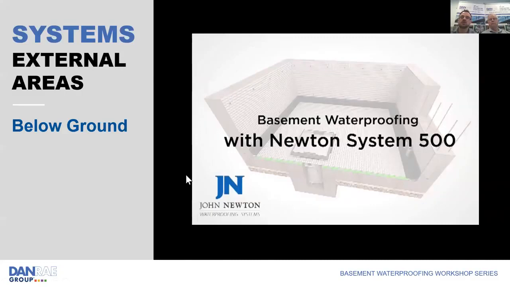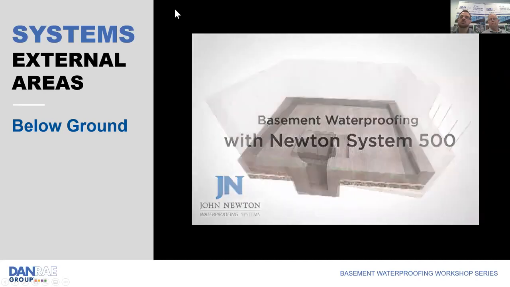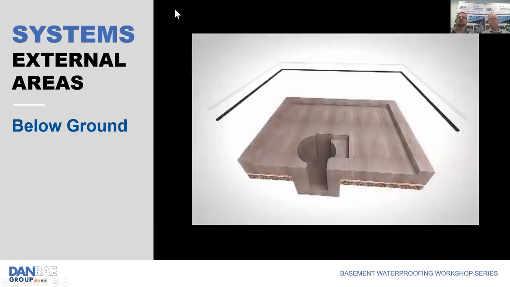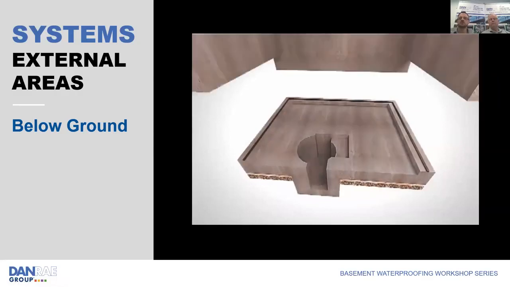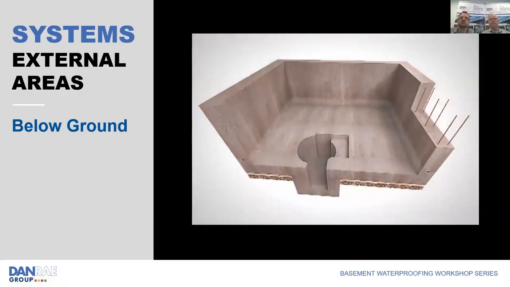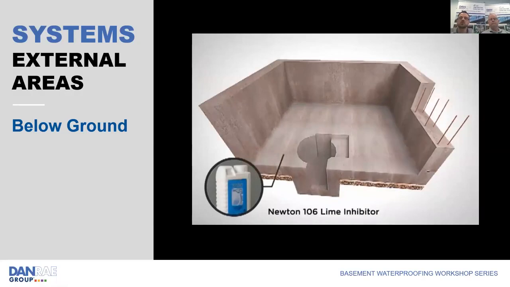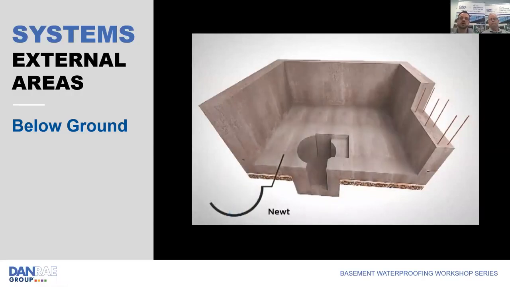So hopefully this video plays. This is an example of another system that's fairly new to Australia, and we're one of the applicators of it. So this is the Newton, what's called the Newton 500 system. This is used to drain away moisture into an existing basement from the inside.